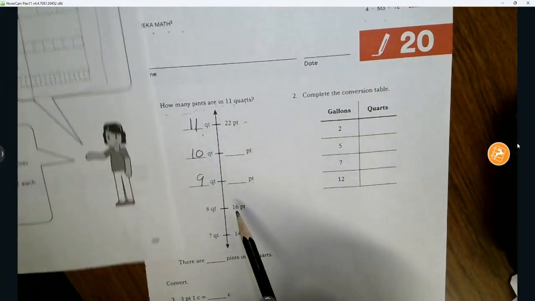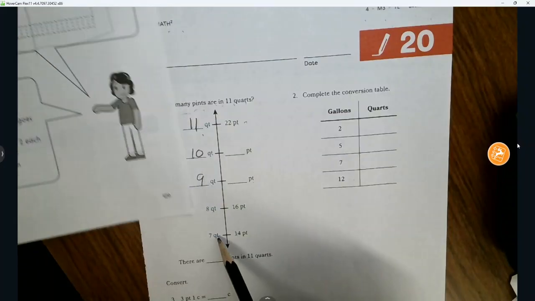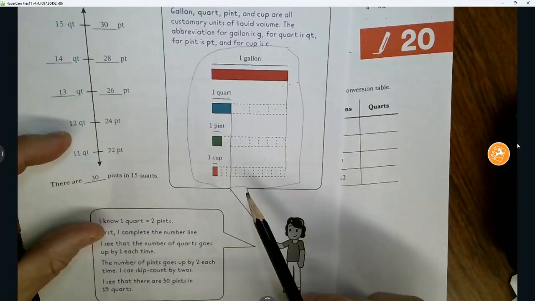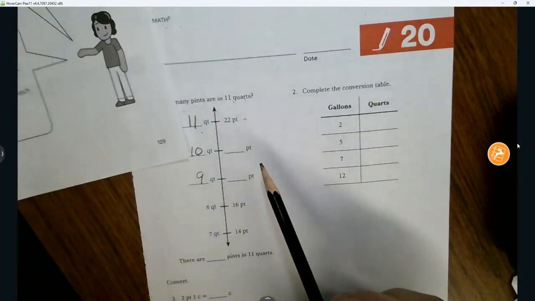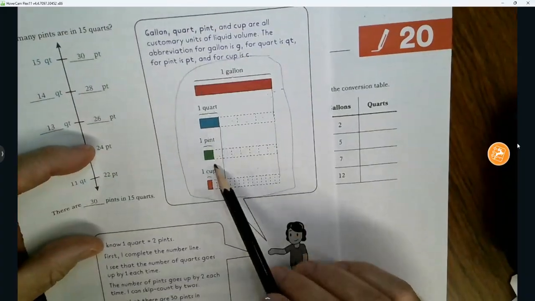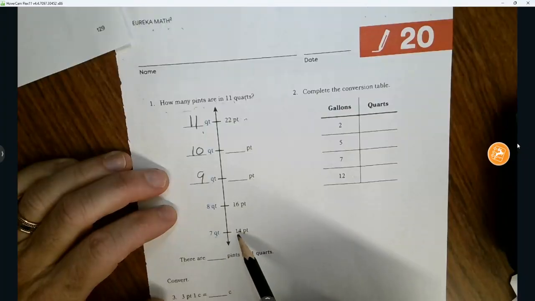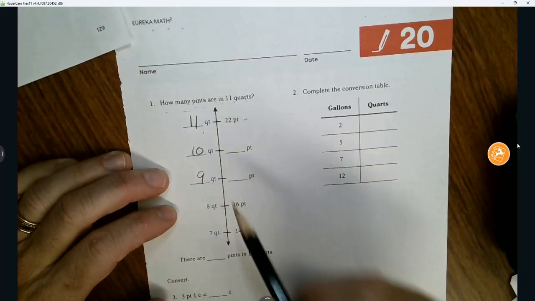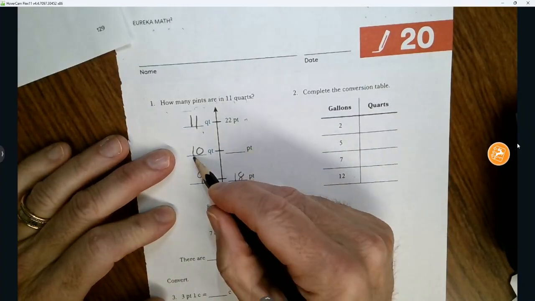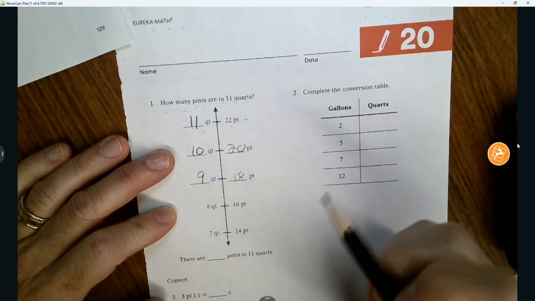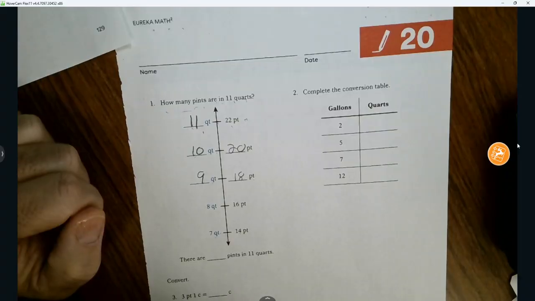So if we go over here, we got the 7 and the 14. How do we start that? We're doing quarts to pints, so we know it's times 2. And look, 7 times 2 is 14. 8 times 2 is 16. 9 times 2 is 18. 10 times 2 is 20. 11 times 2 is 22. We got our answer already, right? Nothing to worry about there.